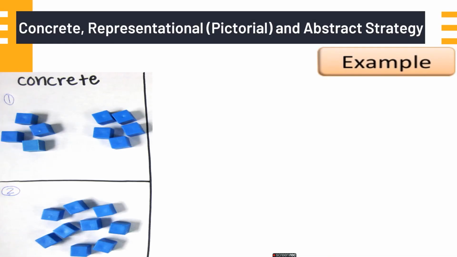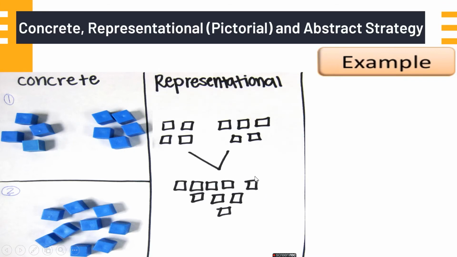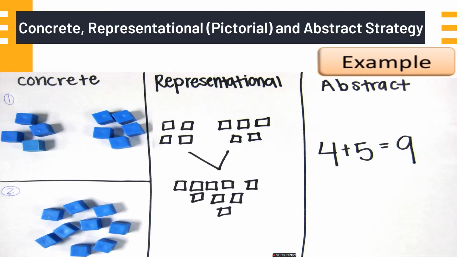For example, to add 4 and 5, or to find the sum of 4 and 5, what we can do in the concrete stage is provide counters or manipulatives to students where they put 4 counters in one place and 5 in another place and then put them together and count, and they see it is 9. Next, they represent that using pictures, and finally they write that in abstract format.